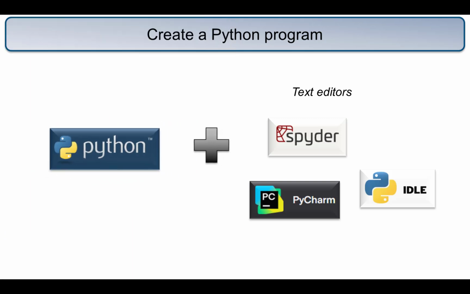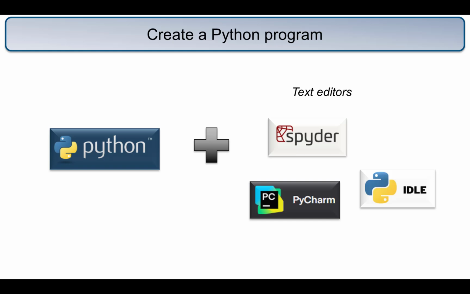In order to make a computer program written in the programming language Python, you will need two things. First of all, the Python interpreter needs to be installed on your computer. Second, you will need to install a text editor.